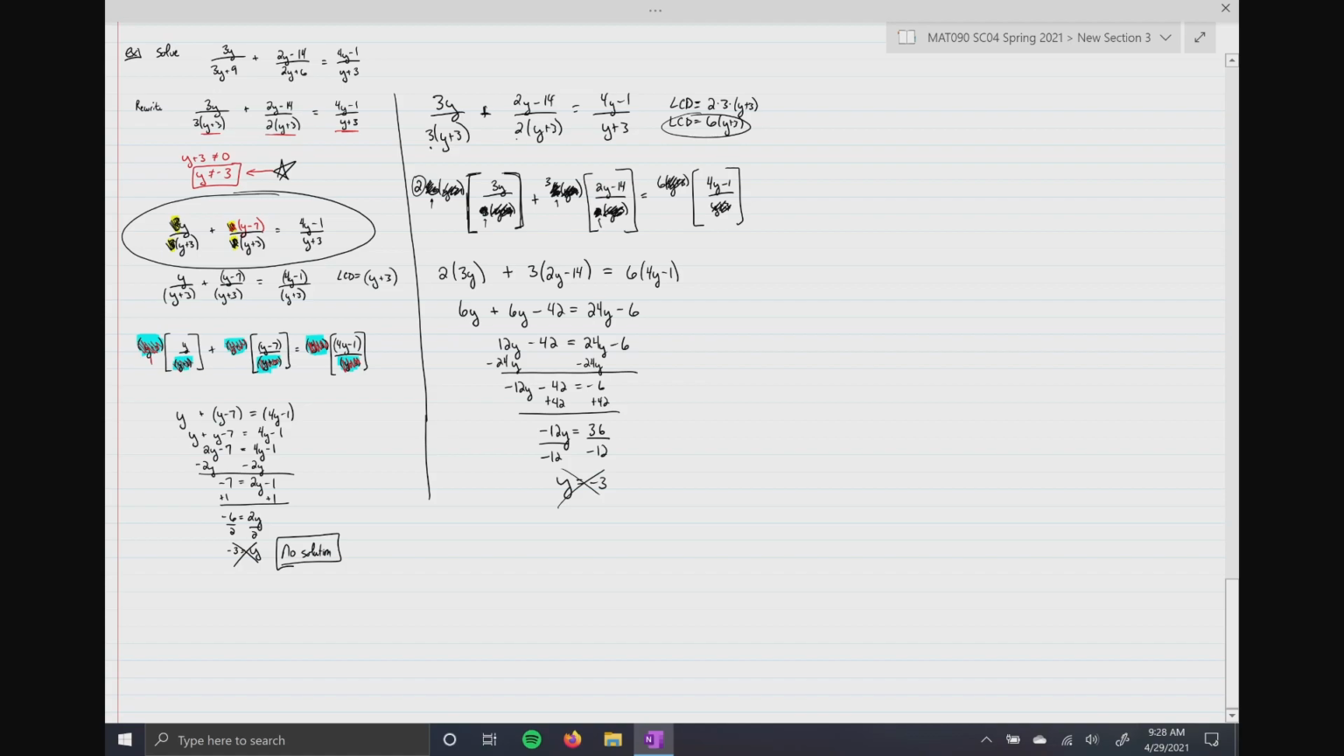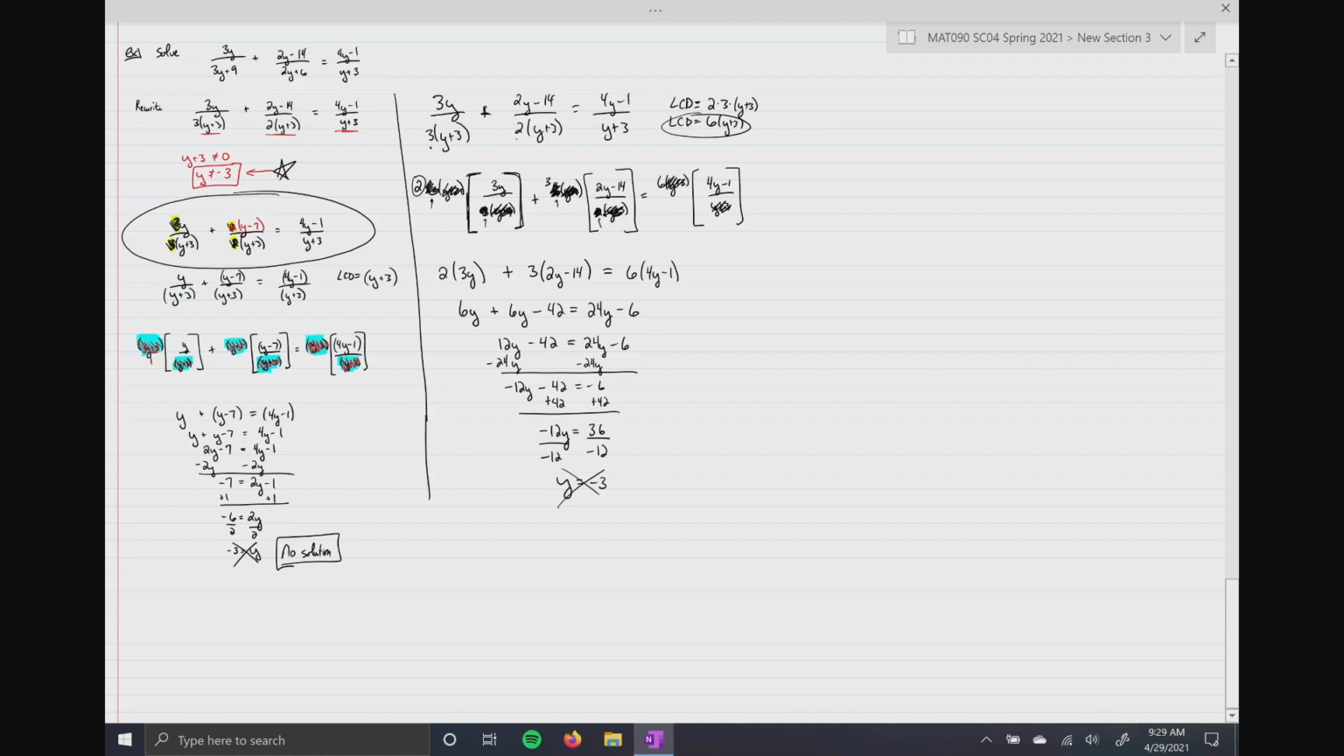All right? So, understand techniques. Notice, even though I did the problem 2 different ways, the technique did not change. Identify potential problems, right? Find the answers that don't work. Find your LCD. Multiply every single term by that LCD to eliminate fractions.